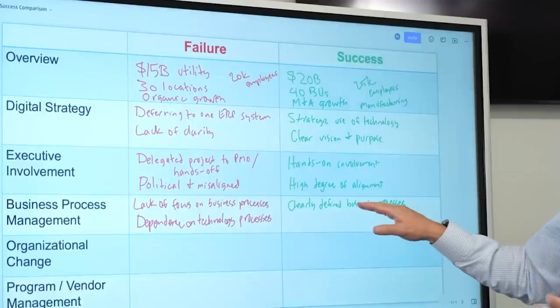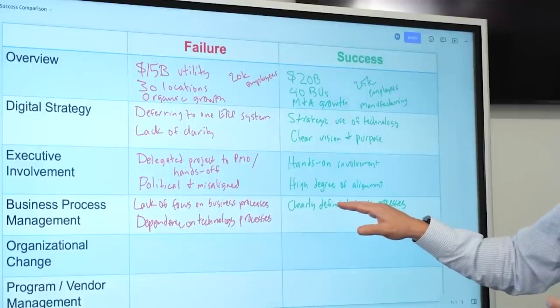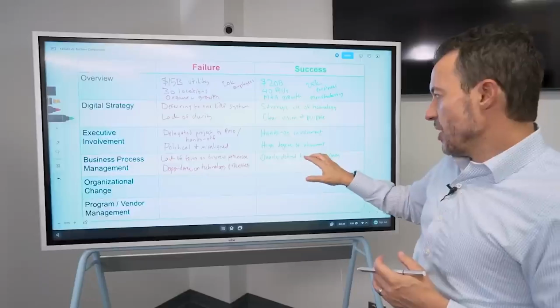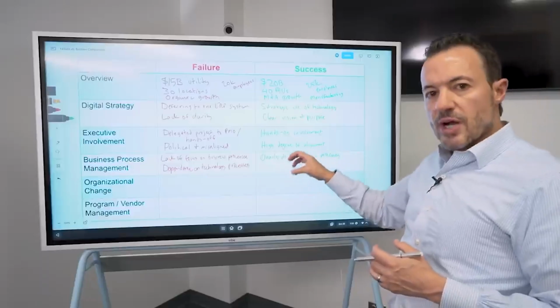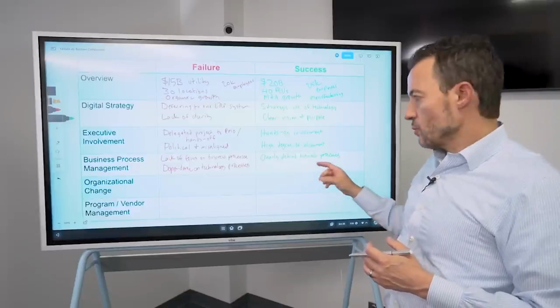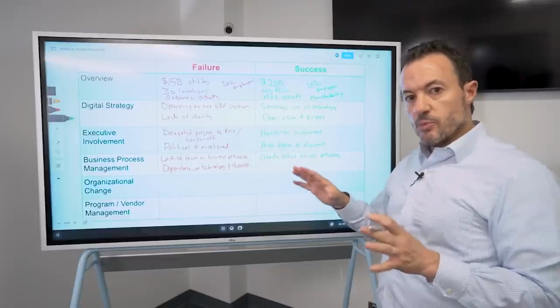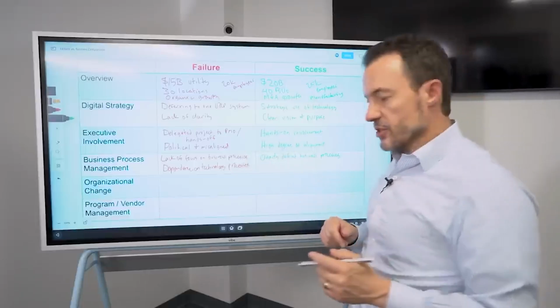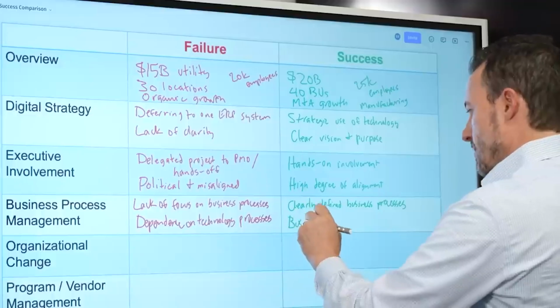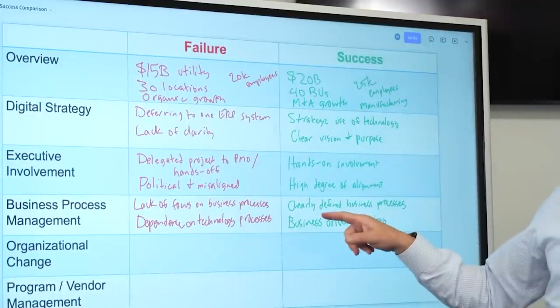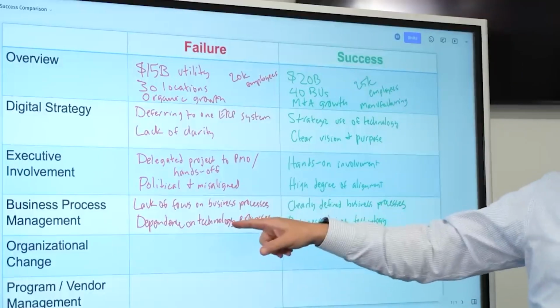Now, similar to this benefit here, or this advantage they had on the business process side, as far as having clearly defined processes, they also let the business drive the technological deployment rather than letting the technology drive the business changes. And this is really important. It's a very important nuance that a lot of organizations get hung up on. So the business drove the technology, the dog wagged the tail, the tail did not wag the dog in this case.